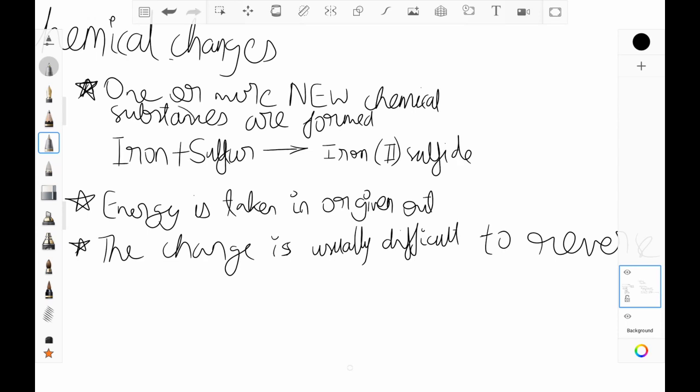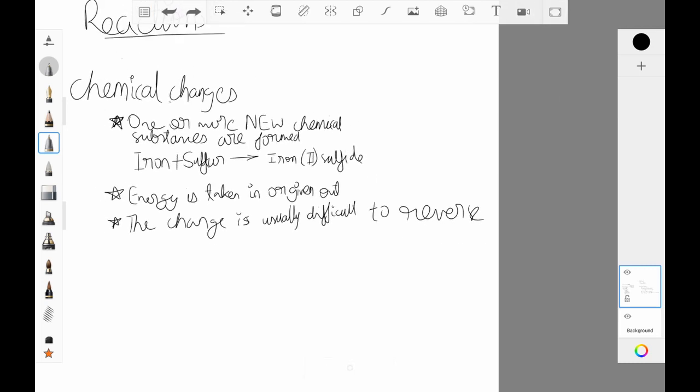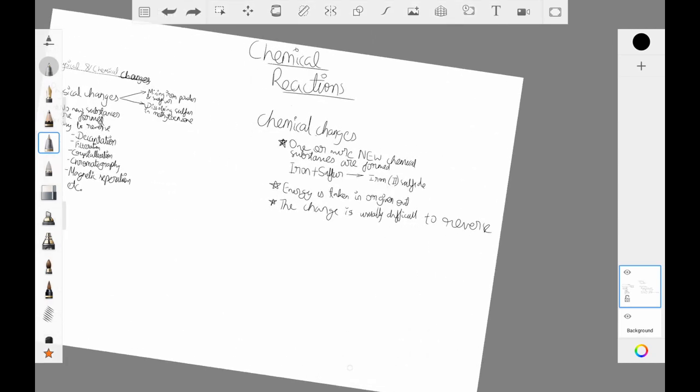Now we come to the third property of chemical changes, which is that they are usually difficult to reverse, at least by physical means. So I can't really use magnetic separation to remove the iron from iron sulfide. That's not how it works. I can't filter out the iron from iron sulfide either. Rather, you would have to carry out many consecutive chemical reactions to separate the iron from the iron sulfide, or separate sulfur from the iron sulfide.